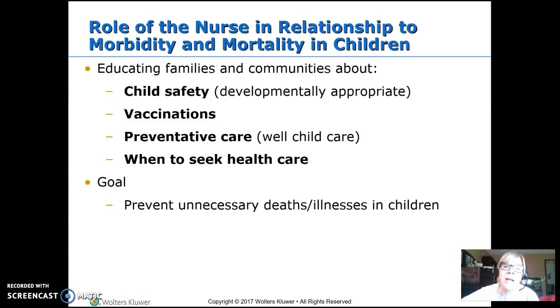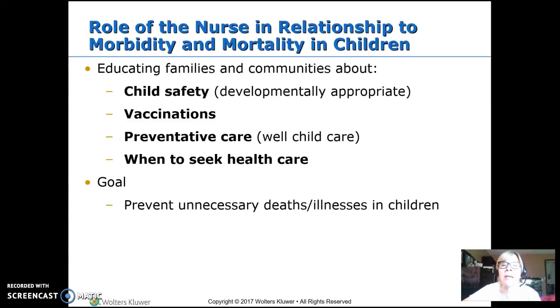Let's encourage preventative care. If a child comes in for a well visit, something may be caught early before it's a big problem that's hard to care for. And teaching families when they should go to the hospital. Any infant under 3 months with a fever should go straight to the emergency department.